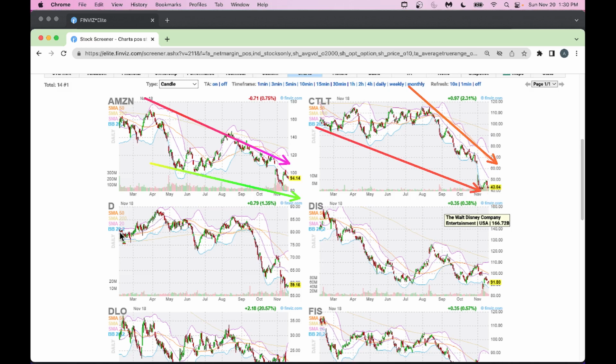We got D here. Look, this one is also down big time here. It's a profitable company. We got Disney. Disney hit big time down here. I say it's a good time to buy some Disney. I think they will do well. A lot of negative news in the market.